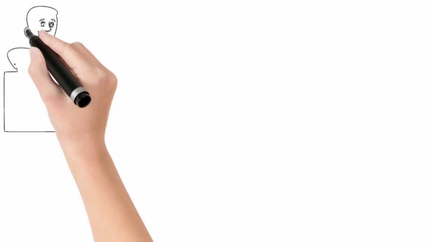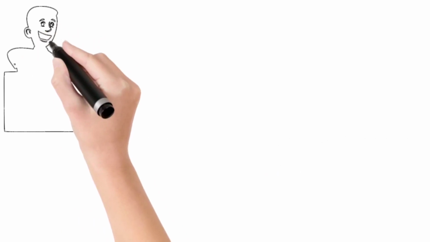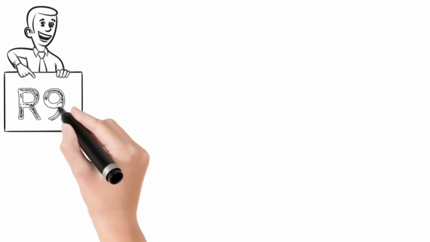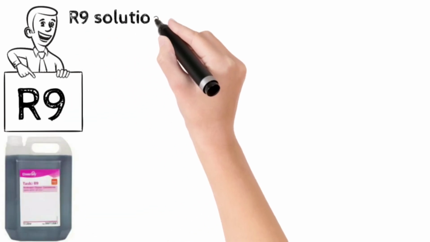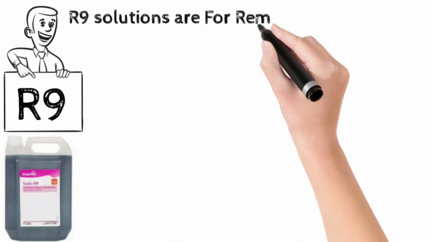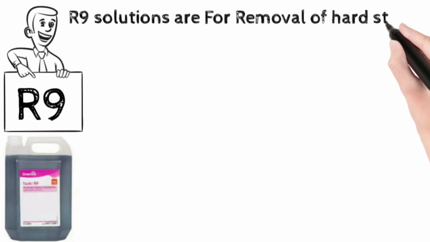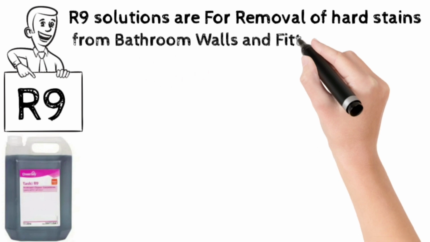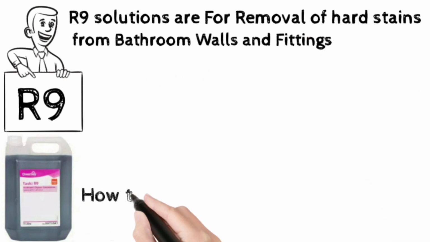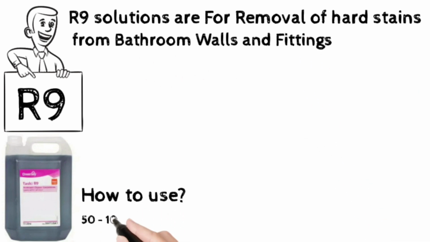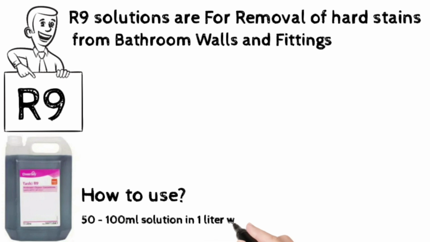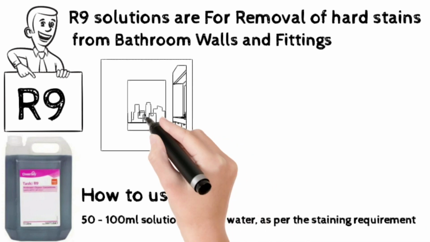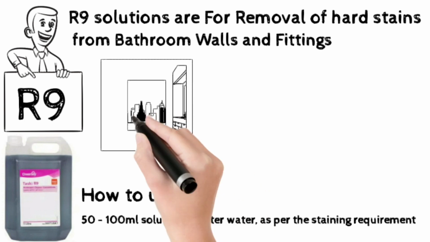R9. What is R9? R9 solutions are for removal of hard stains from bathroom walls and fittings. These solutions are a fully formulated cleaner for cleaning all fittings and walls in the bathroom: sink, tub, tiles and fittings. How to use this R9? The container shown has concentrated liquid. To dilute and use, we have to follow the below measurements. 5 to 100 ml solution in 1 liter of water, as per the staining requirement.